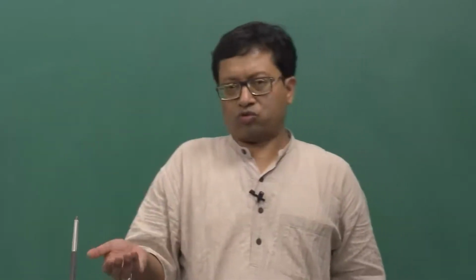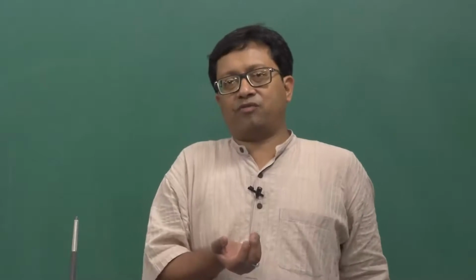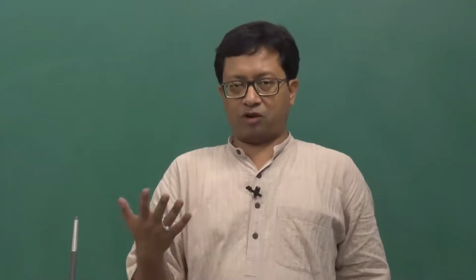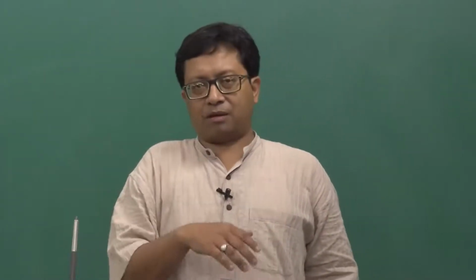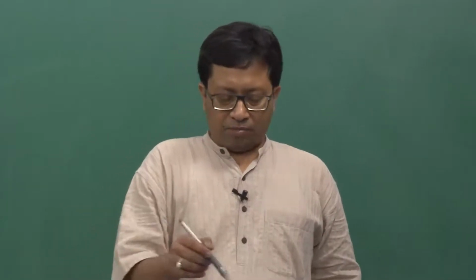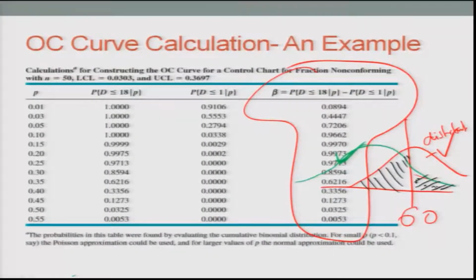So this was an example which I tried to give you, considering that alpha and beta cannot be reduced at the same time. Then again coming back to the example, based on the proportions, P of D being less than or equal to 18, and P of D being less than or equal to 1. The first case is for the upper control limit, the second one is for the lower control limit. Based on that you find out beta, and those probabilities are given as 0.0894, 0.4447 and so on and so forth.